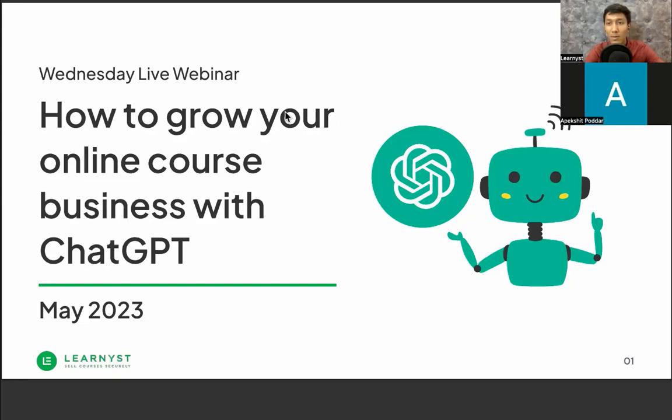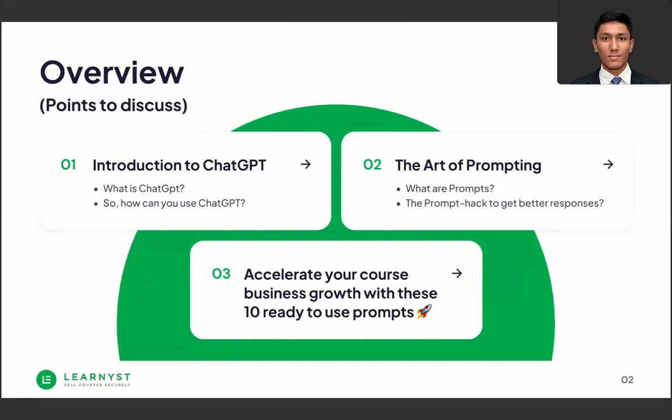Okay, so we'll start. So today we'll be discussing 3 points. First one being introduction to ChatGPT and what is ChatGPT. So you get to know how you can use ChatGPT. The second one is the art of prompting. Here we'll learn what are prompts and how you can use a prompt hack to get better responses. The third one would be how you can accelerate your course business growth with these 10 ready to use prompts, and we'll give you those ready-made prompts so that you can use it to 10x your productivity and save time. Okay, moving on.